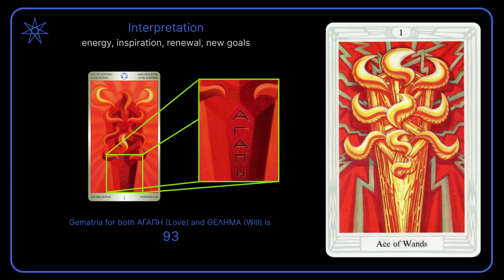On the Ace of Wands card from the Liberty deck, inspired by the Thoth tarot, we see the word agape, which means love in Greek. This concept holds an important place in Thelema, Aleister Crowley's spiritual philosophy and magical doctrine. One of the main principles of Thelema is: love is the law, love under will.